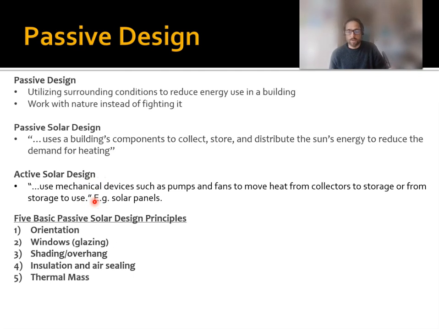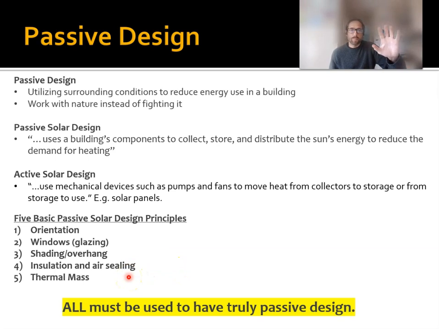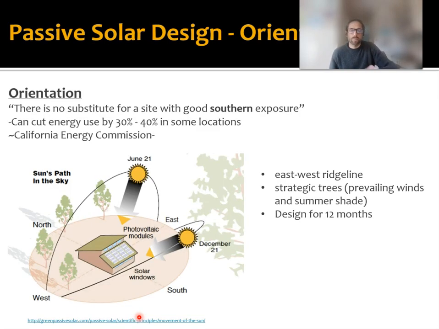So our five design principles, which we'll go over each in detail in a minute, are orientation, windows, shading and overhang, insulation and air sealing, and thermal mass. So let's go over each one of these. Very important to point out that if you want to have a truly passive house and maximize the utilization of these ambient conditions, you have to use these all together. And this will make sense as we look through them.